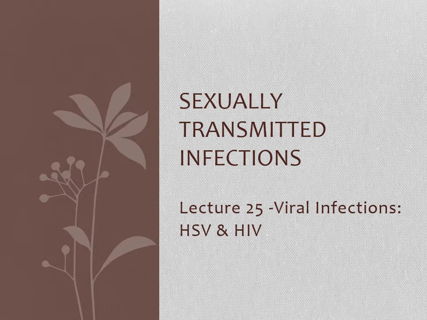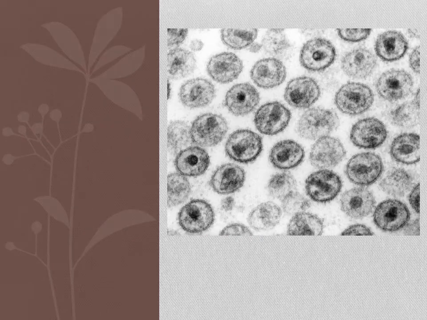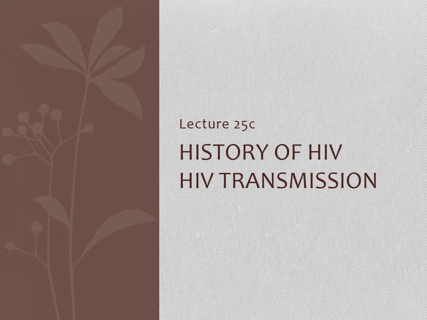Hi everyone, continuing on with lecture 25, we're going to 25C now and starting our discussion of HIV. This is what the virus looks like on an electron micrograph, so with an electron microscope, really high power. What we're seeing is lots of little tiny virus particles, which are little bits of genetic material surrounded by a protein shell. So this is what HIV looks like. In 25C, we're going to talk about the history of HIV, and then we're going to talk about how it is transmitted.